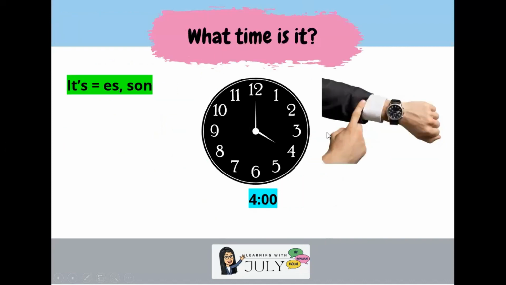What time is it? ¿Qué hora es? El reloj está marcando las 4 en punto, ¿verdad? 4 en punto. ¿Y cómo digo son las 4 en punto? How do I say in English 4 en punto? It's 4 o'clock. It's 4 o'clock. Pero aquí quiero resaltar algo, que it's significa es, son. Por ejemplo, si este reloj estaría marcando la 1 en punto, sería es la 1 en punto. Muchas veces decimos son, pero está incorrecto.